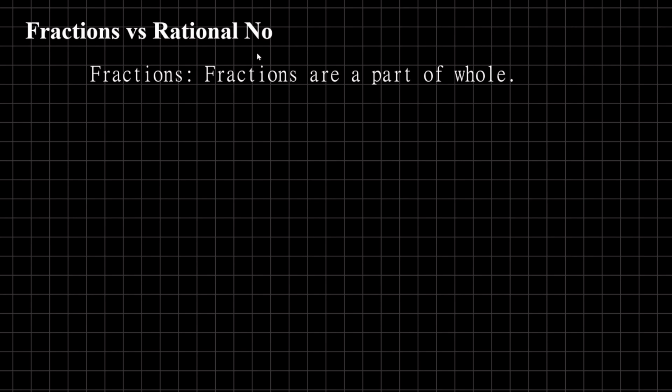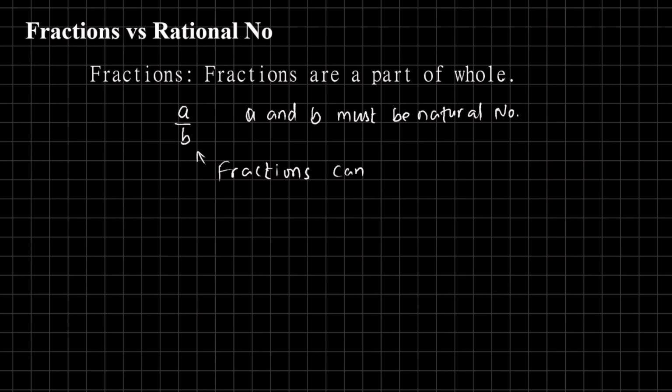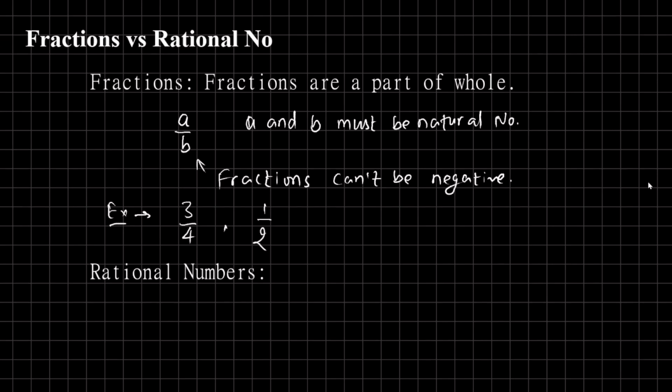Fractions are a part of whole. If we have a fraction A by B, then A and B must be natural numbers. Fractions can't be negative. Example 3 over 4, 1 half. These are fractions. Now let's move to rational numbers.